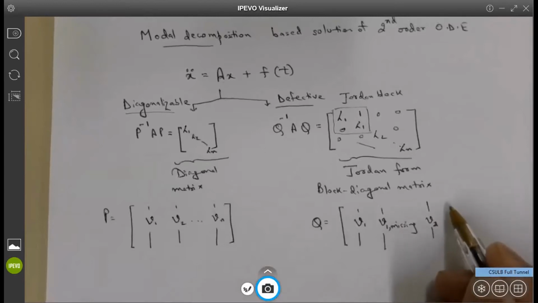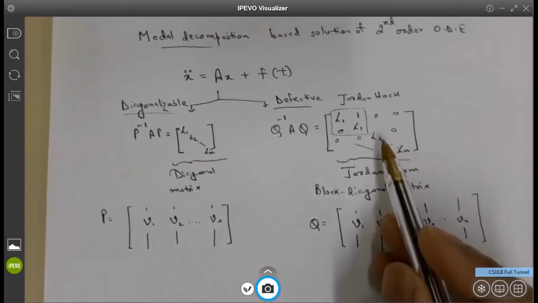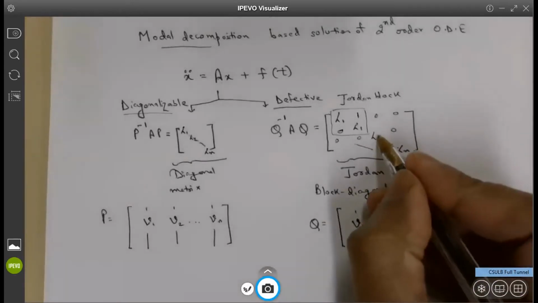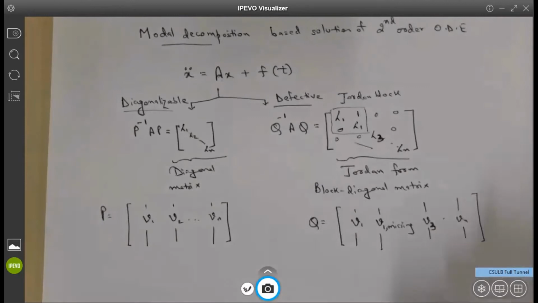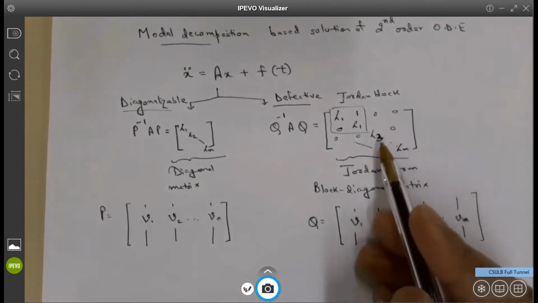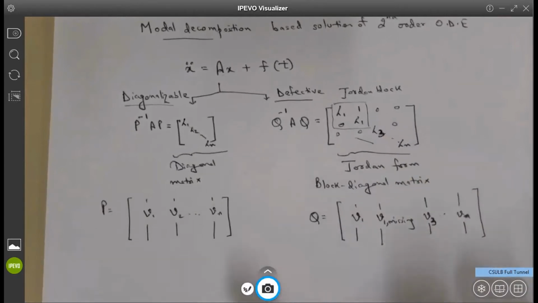Professor? Yeah. The third entry in the defective matrix, is it lambda 3 or lambda 2? I mean, it's up to you. How do you want to call it? So let's call it lambda 3. It doesn't matter actually. Whatever subscript you are using, you must use the similar subscript for the eigenvector. So it will be okay.